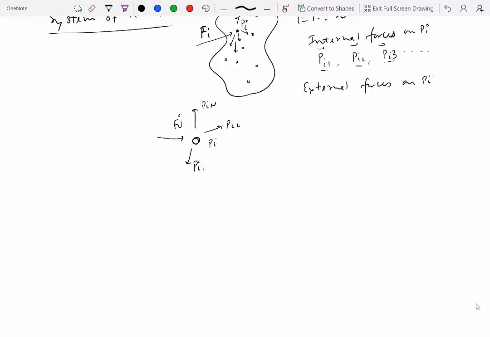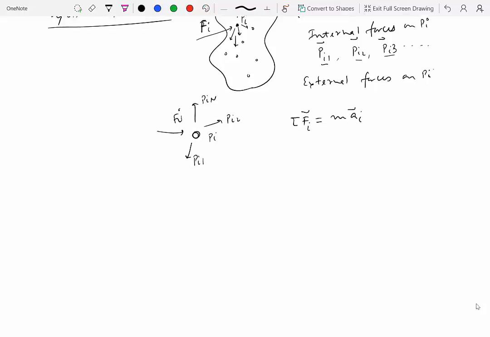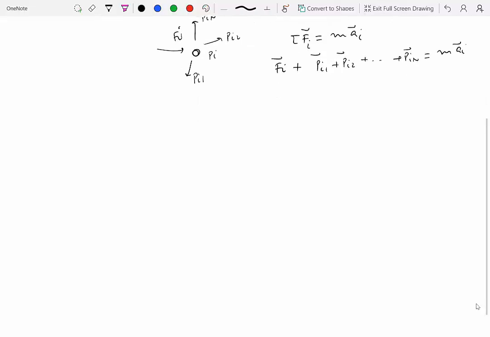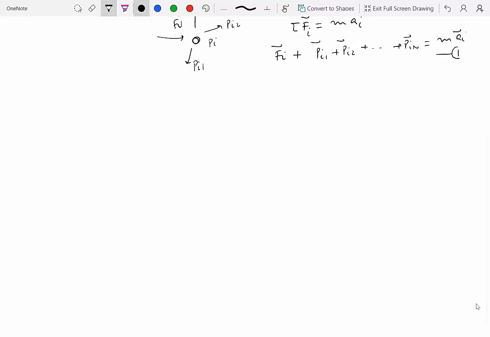So on one single particle, we can always apply Newton's second law, right? We can say sigma F on Pi is equal to m times the acceleration of particle i, right? So we'll write a sigma F to indicate the forces acting on particle Pi. So what are the forces? We have Fi, which is your external force, plus Pi1 plus Pi2, and all of these vector quantities up to Pin, and that is equal to m times the acceleration Ai, right? Okay, so we get one equation of this sort, right?